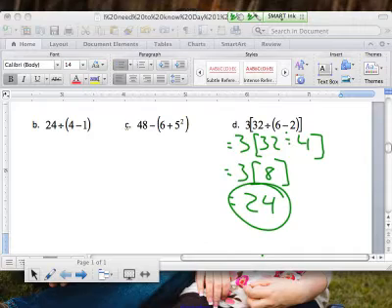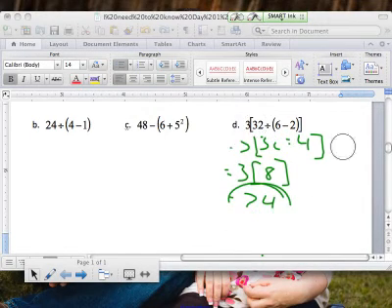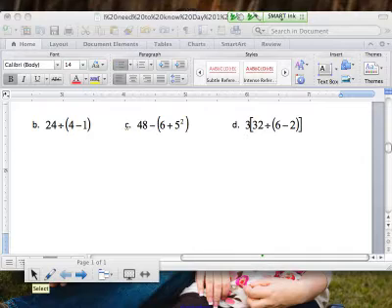Again, just applying order of operations. Nothing new to you, but just a quick review so that as we go through and we start solving equations and simplifying expressions, there's no confusion.